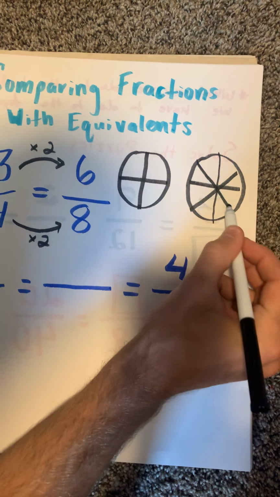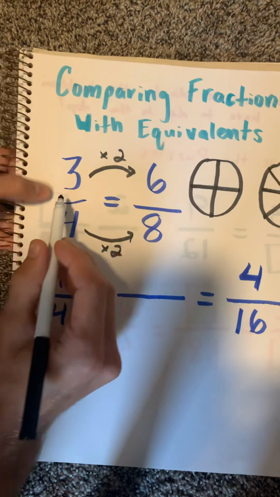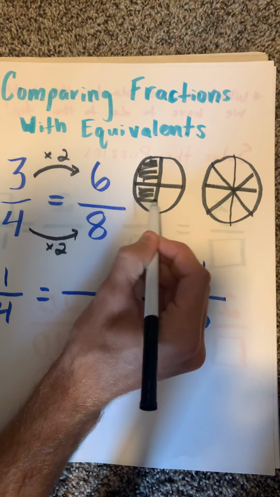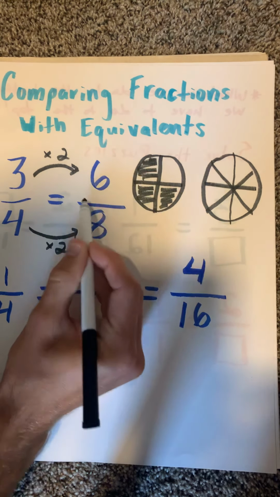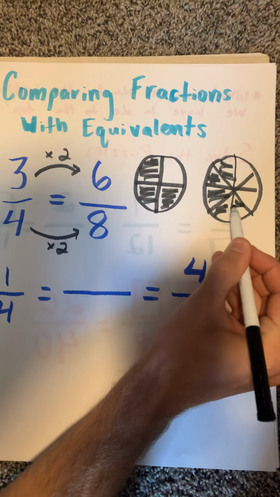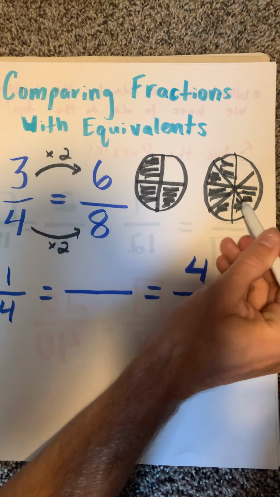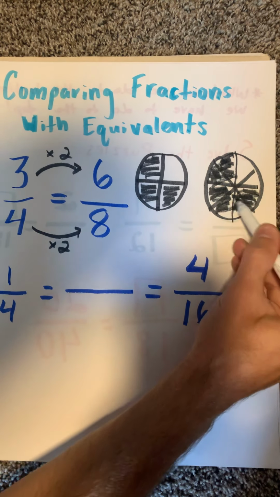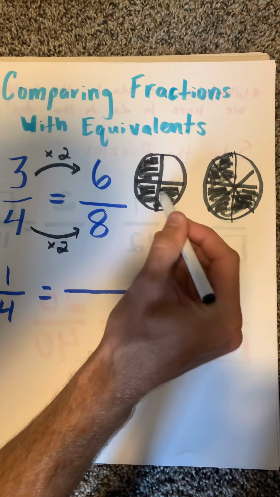Next, I'll just quickly shade in the parts that we have. That's what our numerator means, parts that we have. This one we got 3/4. And this one we have 6/8. So 1, 2, 3, 4, 5, 6. Oops, there goes my cap. And you can see that those are the same amount shaded in, making them equivalent fractions.